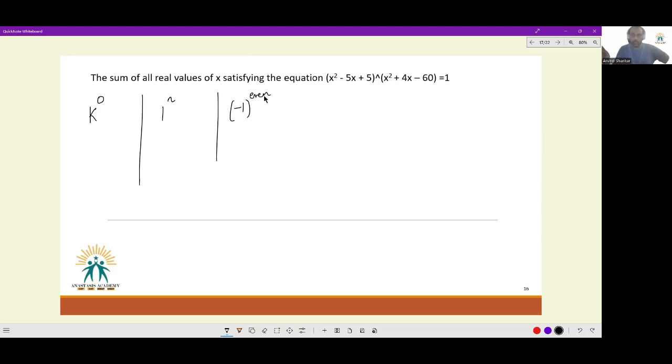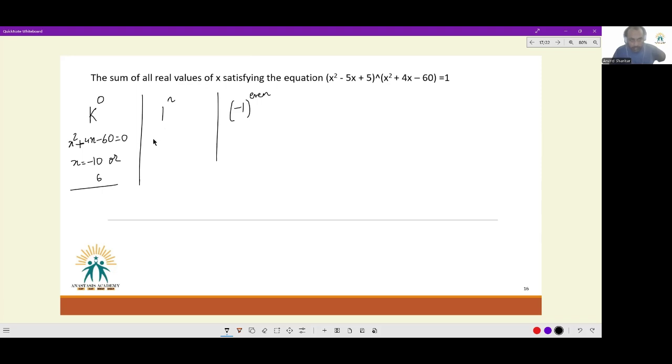We have to check for all three cases. Basically, if the power is 0, here we would have x square plus 4x minus 60 is equal to 0, or x is equal to minus 10 or 6. Two possibilities. No problem at all. We get two possible values of x from here.